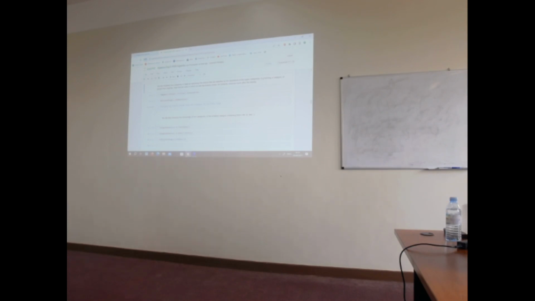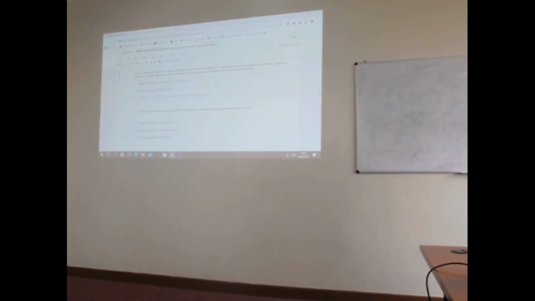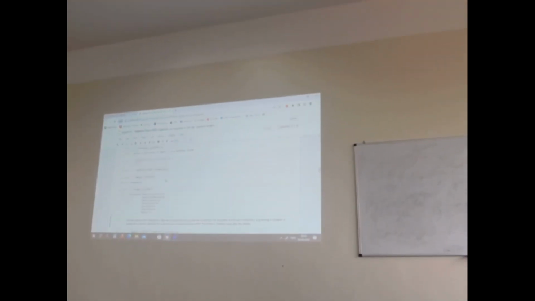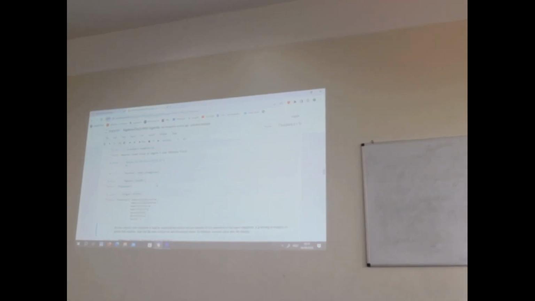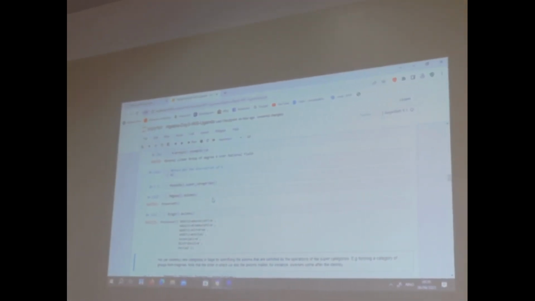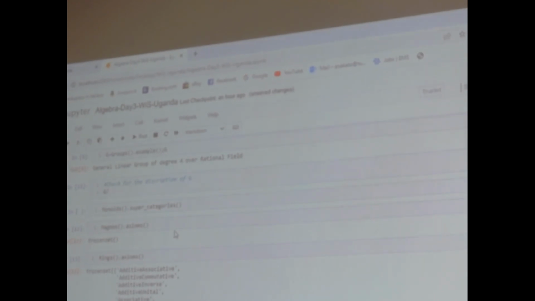Question, yes. Semi-rings are contained in monoids. Is every semi-ring a monoid? No. Is every semi-ring a monoid? Every monoid is a semi-ring.